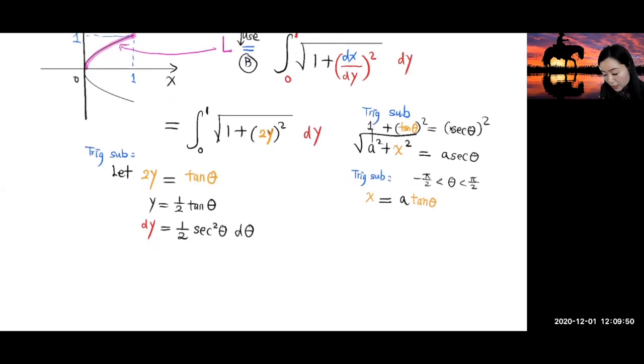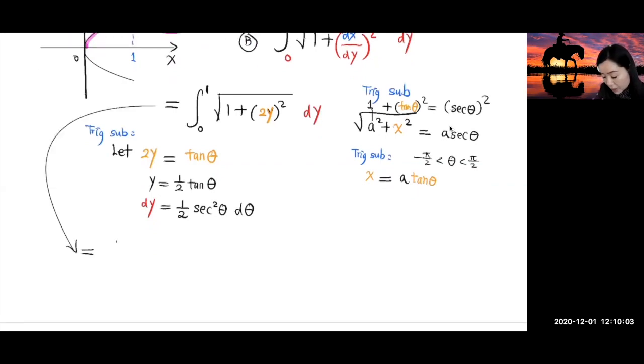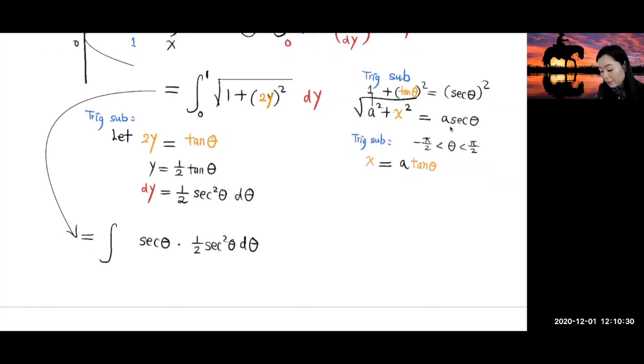Now, once you use trig sub, this part becomes this integral. The square root becomes secant theta, and the dy is replaced by 1/2 secant squared theta d theta. Now don't forget to change the upper and lower limits here. Those are for y, so let's find out what happened to theta.